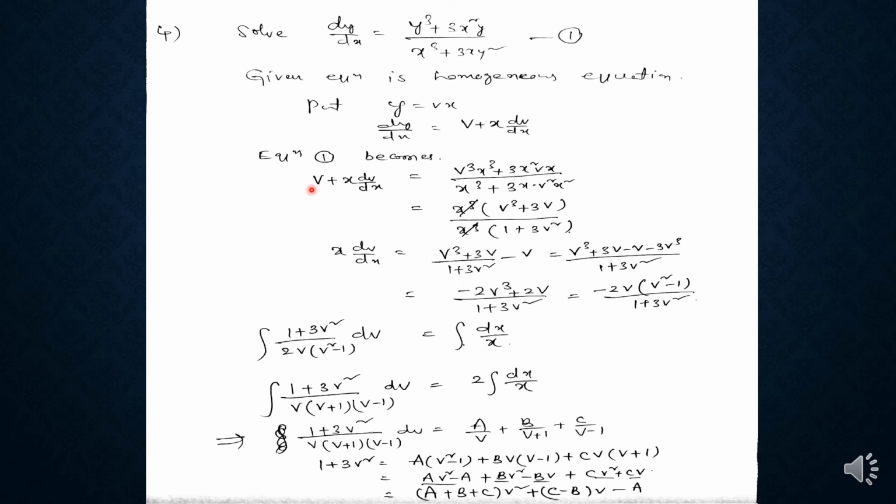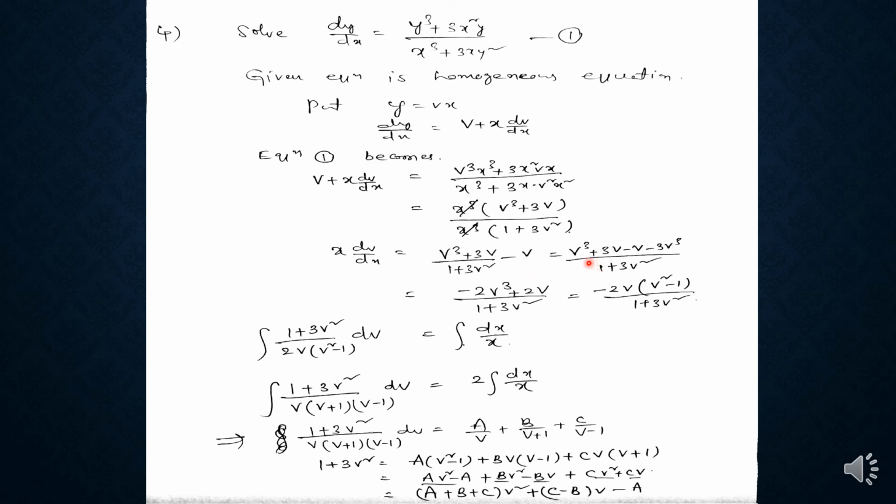So equation 1 becomes v plus x dv by dx is equal to v cube x cube plus 3x square vx by x cube plus 3x into y square, meaning v square into x square. By taking x cube as common here, (v cube plus 3v) by x cube into (1 plus 3v square). Now x dv by dx is equal to (v cube plus 3v) by (1 plus 3v square), and this plus v becomes minus v when it comes to the right hand side.